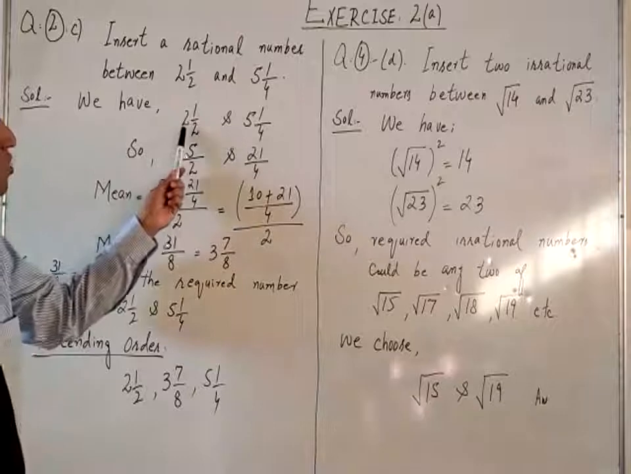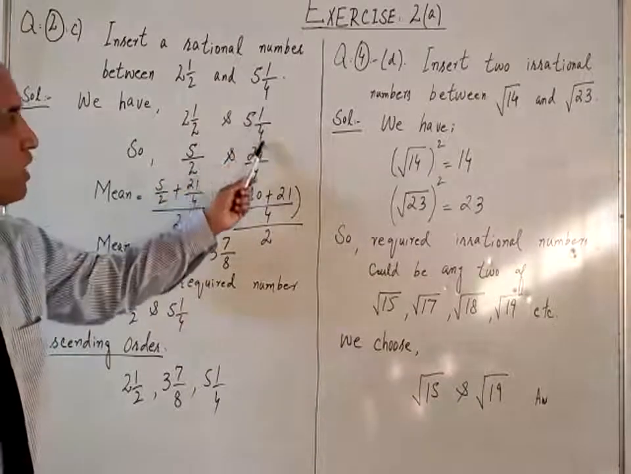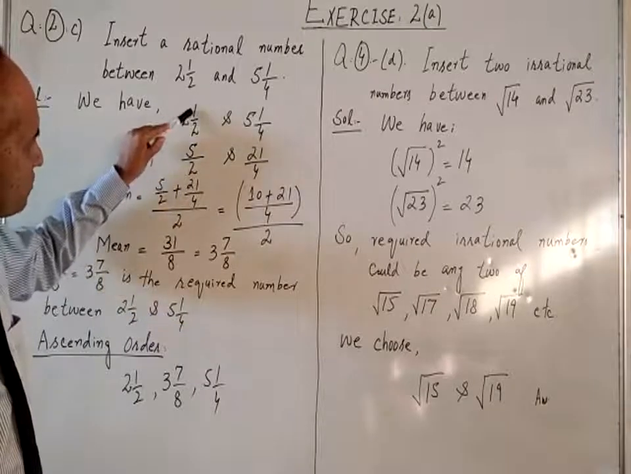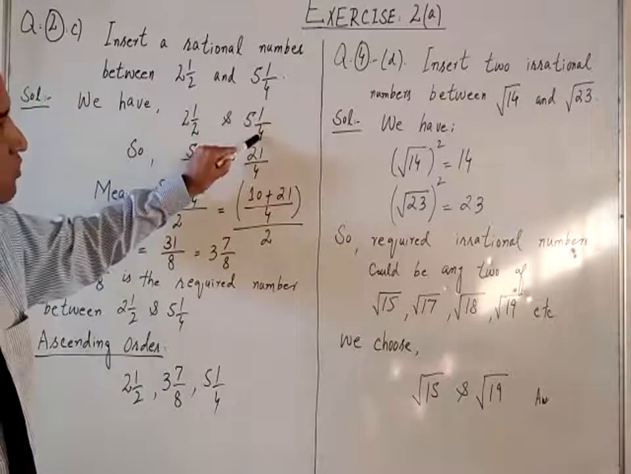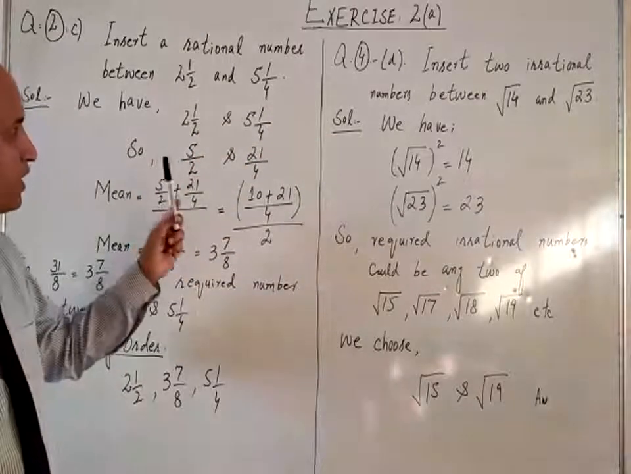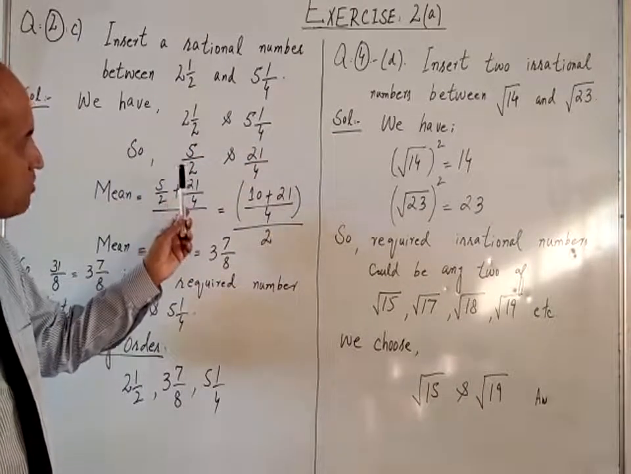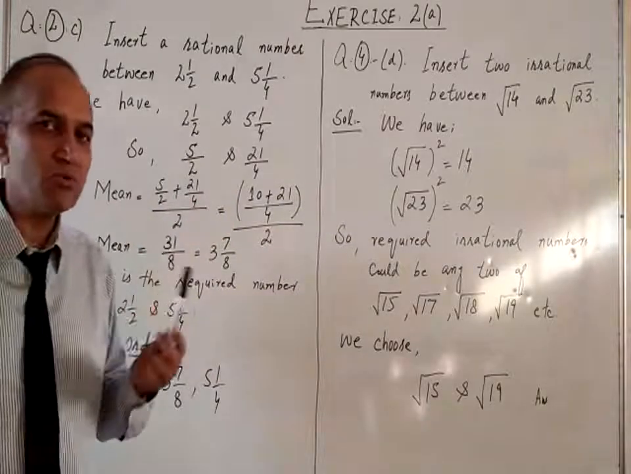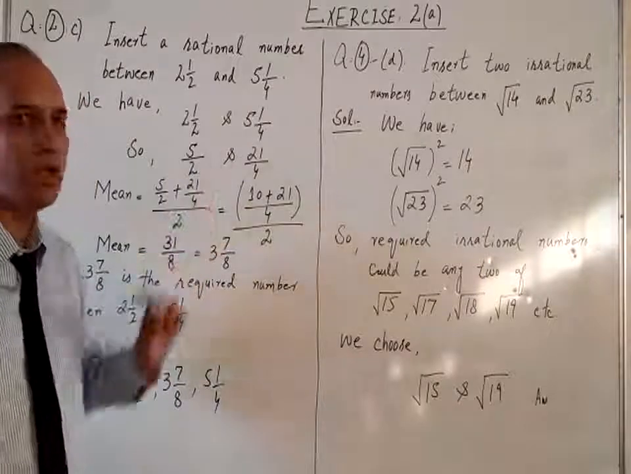So we have 2 1/2 and 5 1/4. 2 into 2 is 4 plus 1 is 5, so 5 by 2. And 5 into 4 is 20 plus 1, so 21 by 4. So we have to find the rational number between these two rational numbers. How can we find this? We have to take the mean of these two numbers.